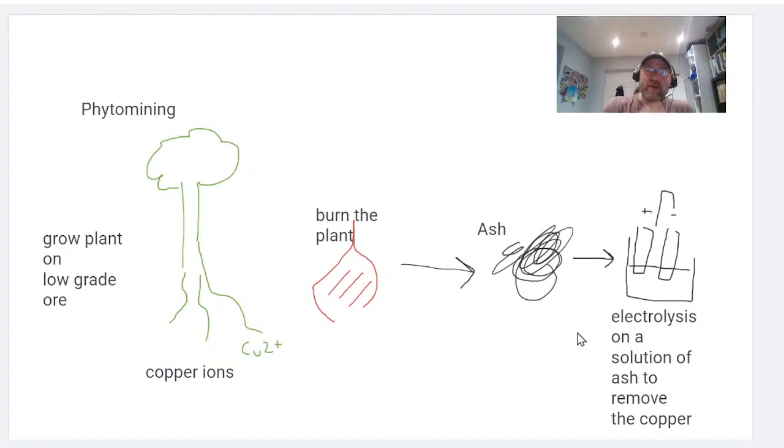Yeah. So the main thing with phytomining is you're using plants, you're burning them, getting the ash, and then doing electrolysis. You're dissolving the ash in water and then doing electrolysis to remove the copper.